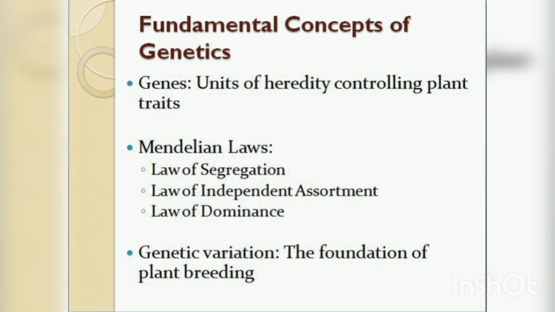2. The law of independent assortment. This explains how different traits are inherited independently of one another. 3. The law of dominance. Some traits are dominant and will be expressed, while others are recessive and will only appear when both alleles are recessive.